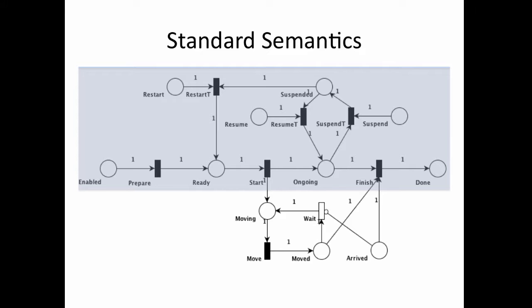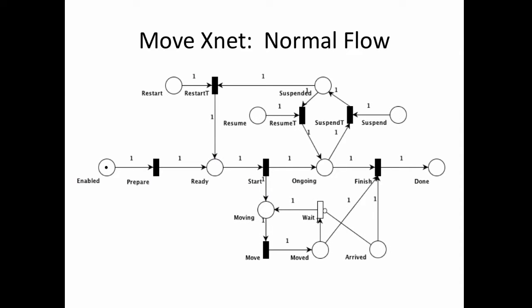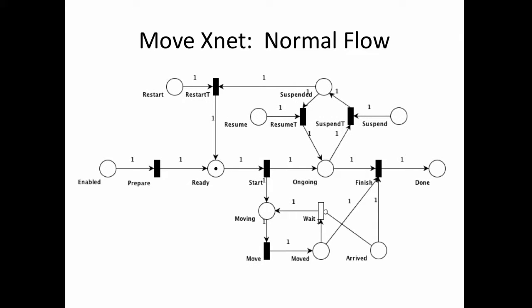There could be a much more detailed model of this motion, but we're really guided by the demands of the API and the task as to how granular we want to get. Okay, so let's say we were enabled. We would then fire the prepare transition because it has only one inbound arc, and that arc was populated with a token, and then we populate the outbound ready place.